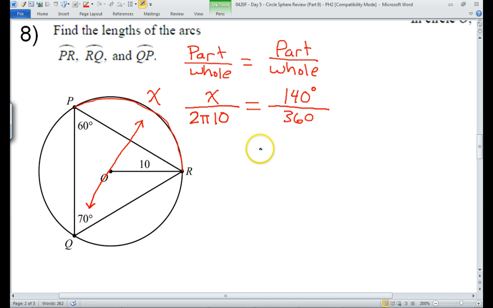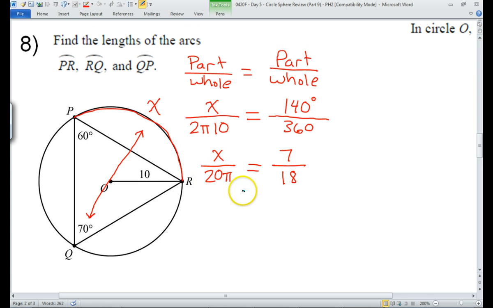So now we can go ahead and solve this. Now I have encouraged you to reduce the fraction on the right first by typing this into your calculator. So let's go ahead and do that now. So that's going to give us 7 over 18 once we reduce this. On this side we have x over, so 2 times 10 is 20, so we'll just go ahead and put 20 pi. What do you think I'm going to do now?